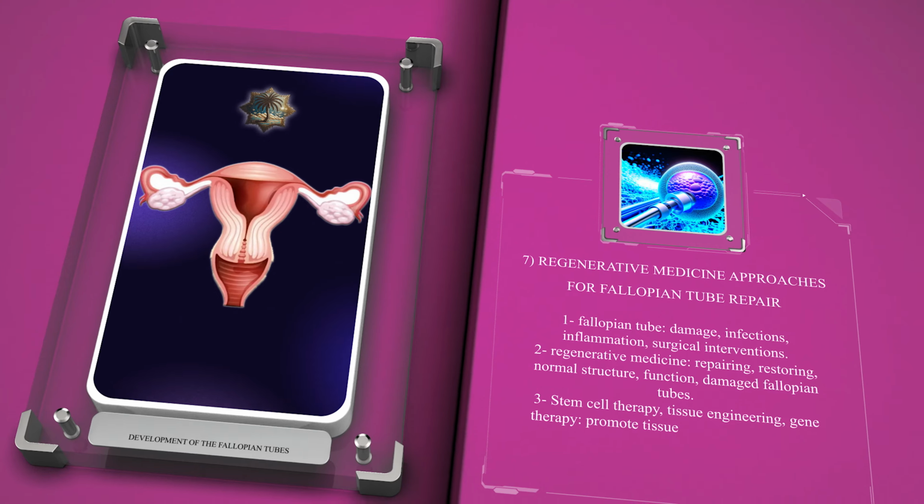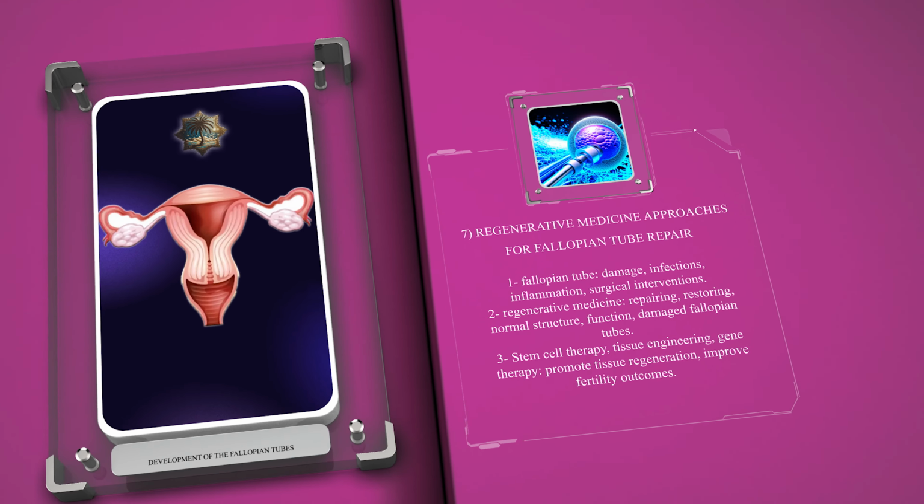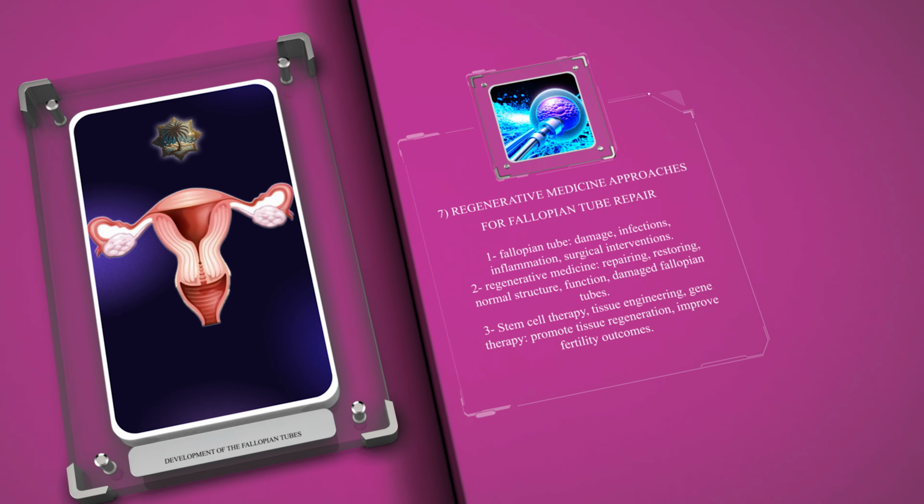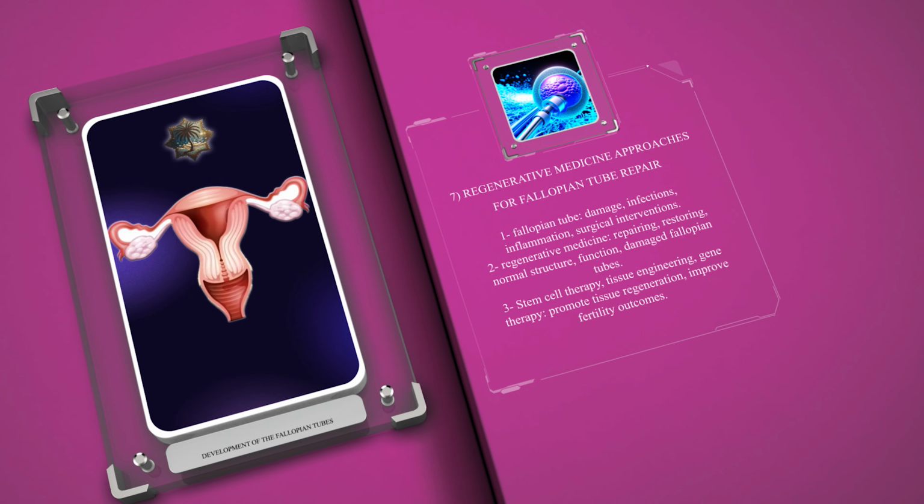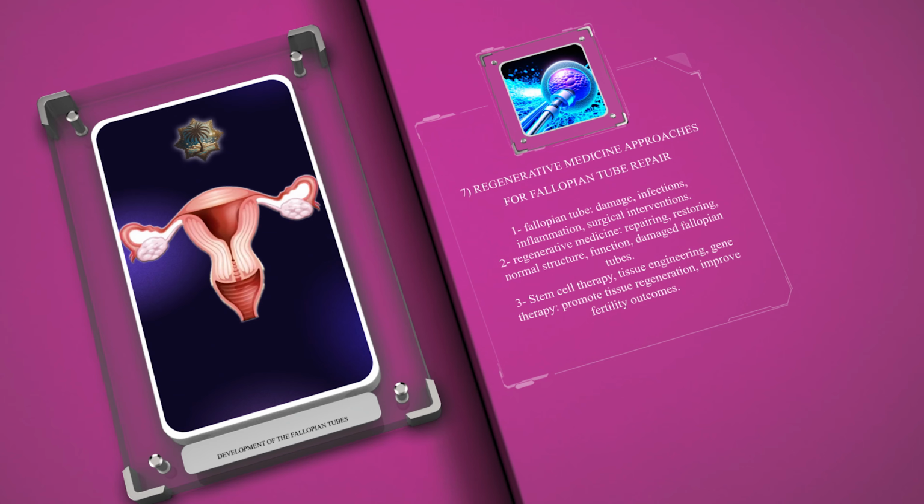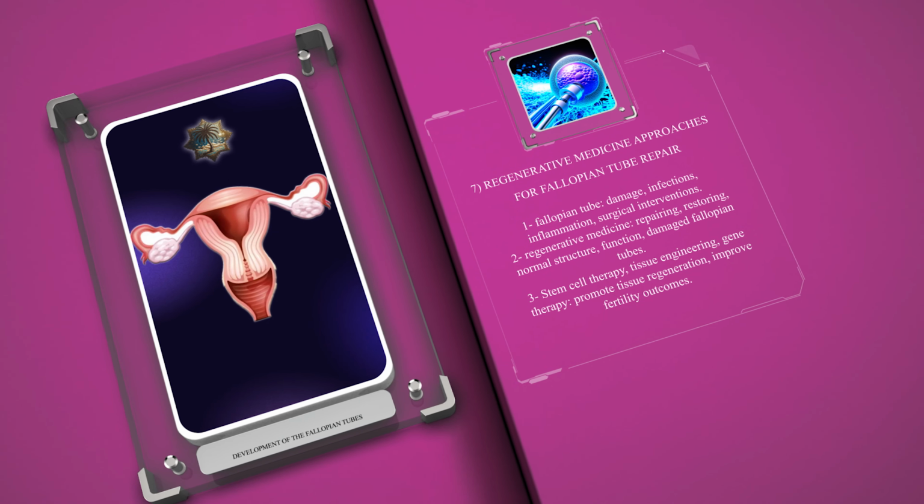The fallopian tube can be subjected to damage due to infections, inflammation, or surgical interventions. Regenerative medicine offers promising strategies for repairing and restoring the normal structure and function of damaged fallopian tubes. Stem cell therapy, tissue engineering, and gene therapy approaches are being investigated to promote tissue regeneration and improve fertility outcomes.